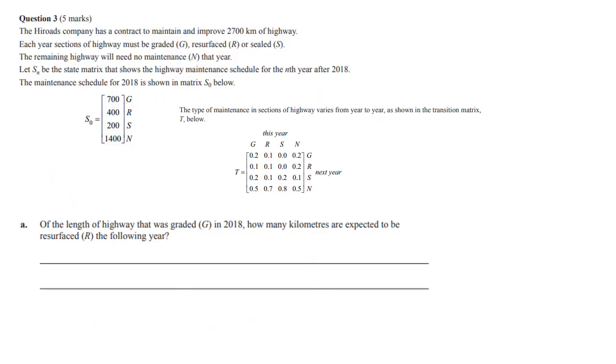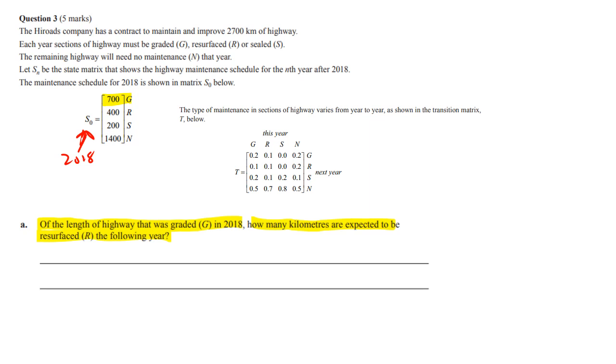Now, this is from the 2018 exam 2 from last year, question 3. And a lot of people made a mess of this. Let's read this carefully and see what words we're looking at here. It says, of the length of highway that was graded G in 2018, and we know that S0 is 2018. So we're looking at what bit was G. How many kilometers are expected to be resurfaced the following year? So we want to know of that G.